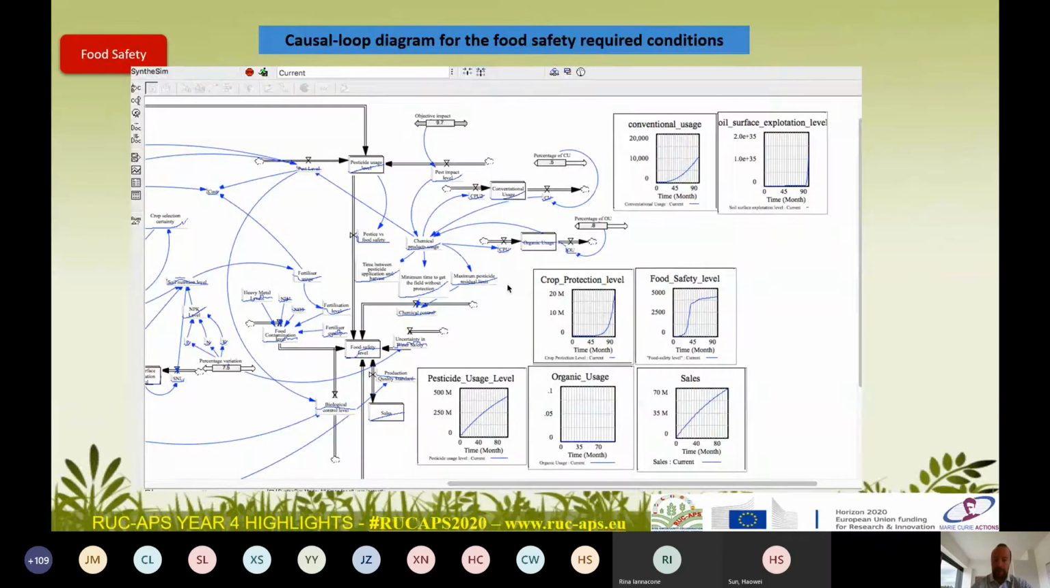Based on this, we create a simulation model that can help us to understand what is the correlation between all these variables, but also can make us realize how every variable relates and how those indirectly related variables can affect each other. So in this case, for instance, we try to see what is the organic usage, sales expected, what is the food safety level, what is the crop protection level, and then also what is the pesticide usage level.